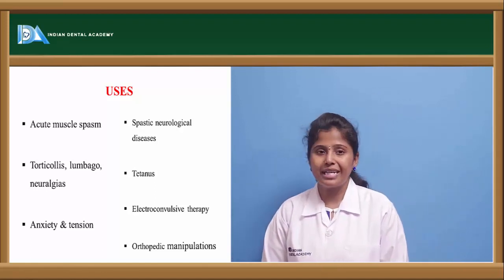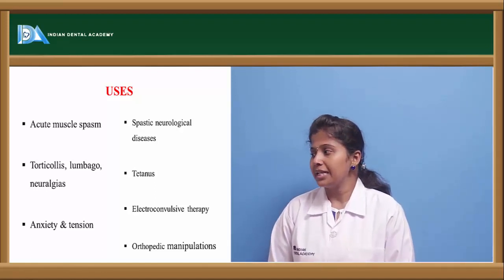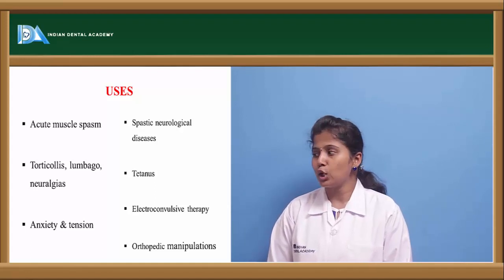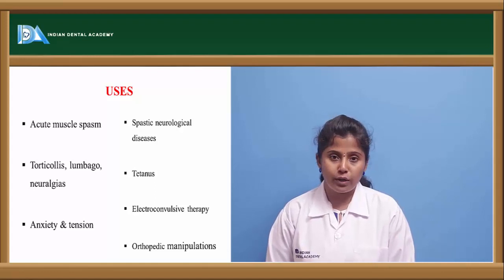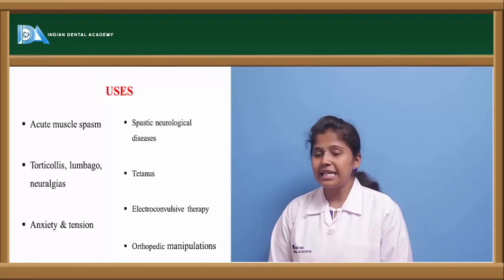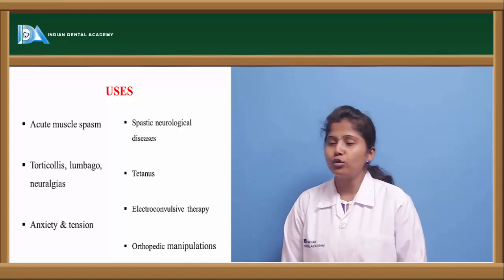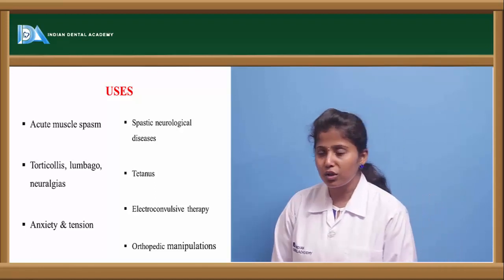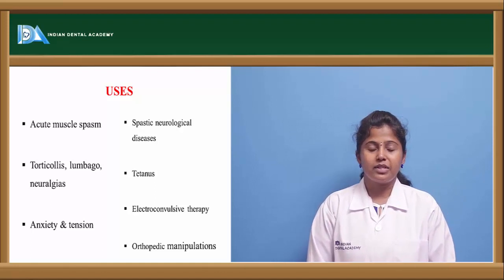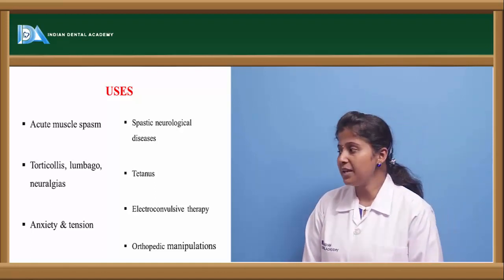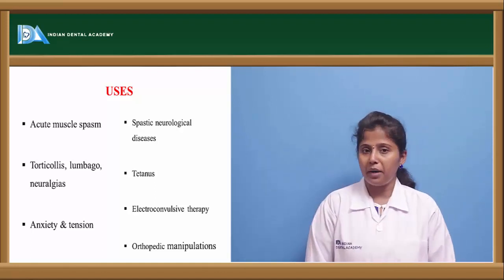They are used to treat acute muscle spasm, neuralgia and torticollis. Torticollis is a contraction of the neck region, and they are used in anxiety and tension, and to relieve the spasm in neurological disorders, tetanus, and in electroconvulsive therapy, which is a therapy used to treat epilepsy, and they are used in orthopedic manipulations.